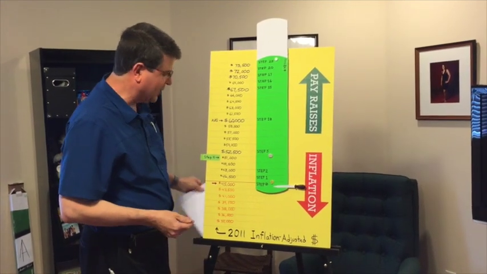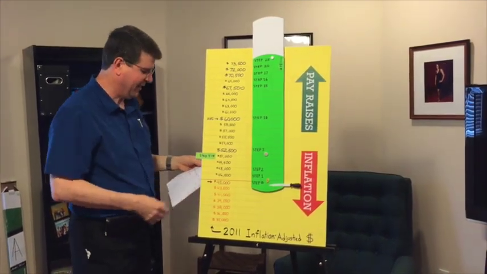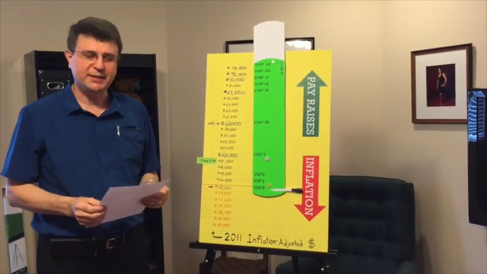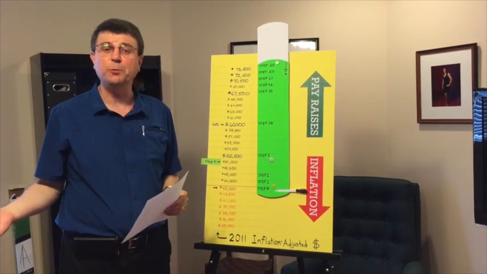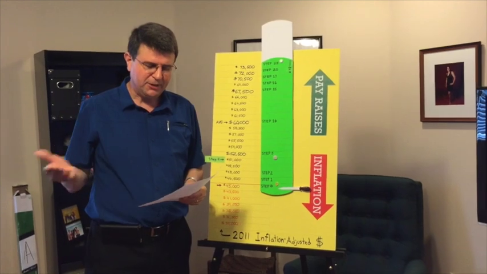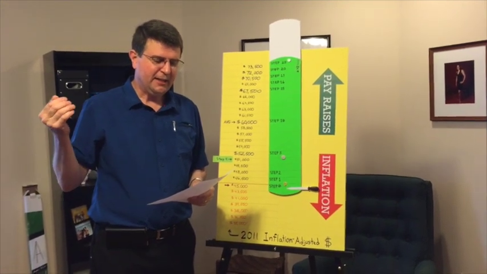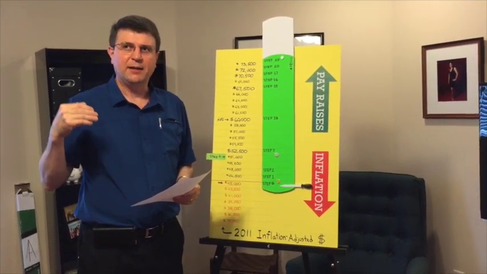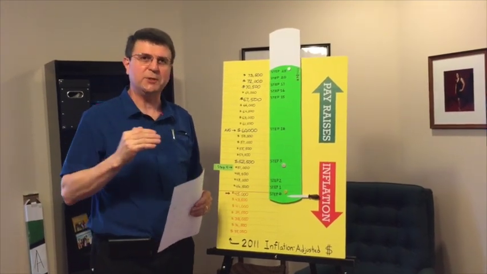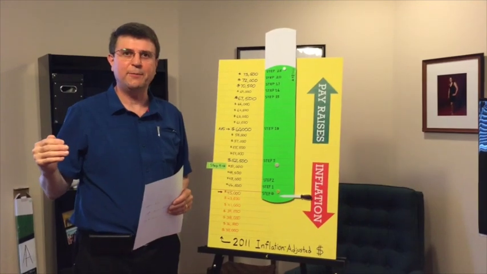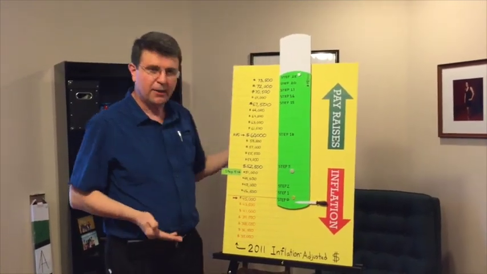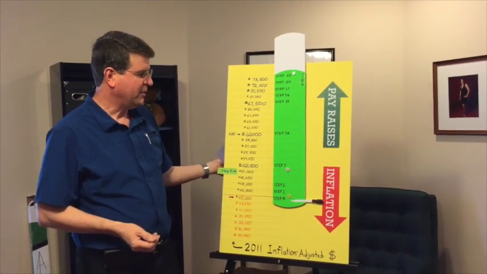So let's look at what actually happened in 2011. As I said, in 2011, the inflation rate was 3%. We received a 2.5% pay raise that year. So the average teacher saw their pay raise fall behind inflation. In other words, inflation was 3%, they earned 2.5%. So the entire salary schedule lost about 0.5% to inflation.